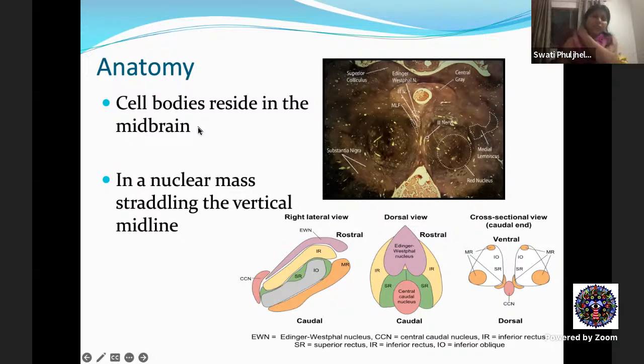So the cell body of the third nerve, or the nucleus of the third nerve, lies at the level of superior colliculus in the midbrain, and it's a nuclear mass which is straddling the vertical midline. If you look at this diagram, there is a central nucleus, the Edinger-Westphal nucleus, which is a parasympathetic nucleus and supplies pupilomotor fibers. Then there is a caudal nucleus, which is a single nucleus for both LPS. There is a nucleus for superior rectus on each side, and a nucleus for inferior rectus on each side. So these are paired nuclei on either side of the midline for each muscle: superior rectus, inferior oblique, and medial rectus. It's important to understand that, because the significance of this I'll be talking about when we discuss the clinical features of third nerve palsies in subsequent slides.